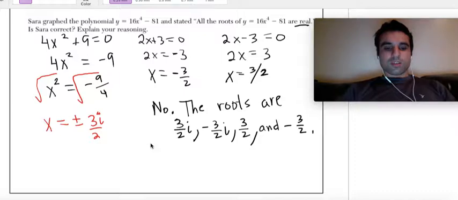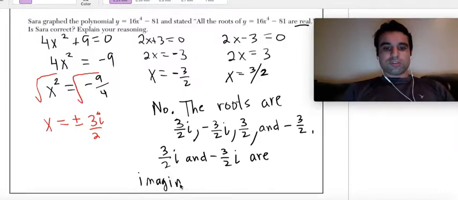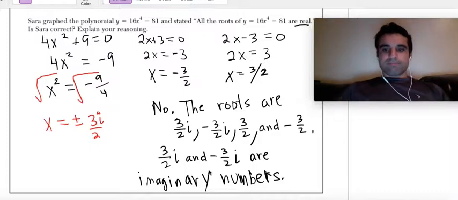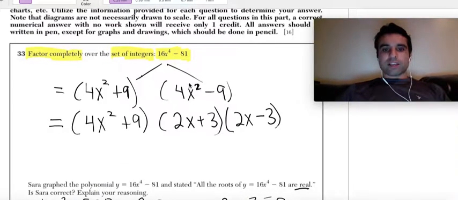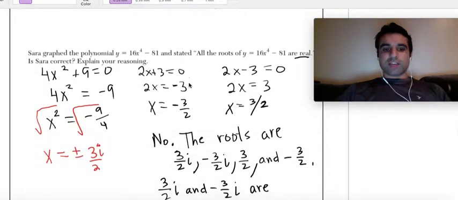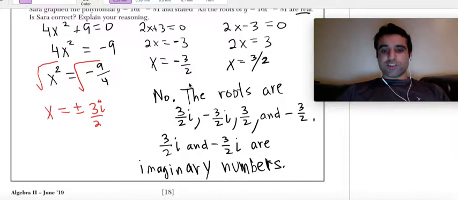3 over 2i and negative 3 over 2i are imaginary numbers. So, she's wrong. Not all the roots are real. Poor Sarah. Okay, moving along. So we got the completely factored form. Then we used the factors to find the zeros, 2 of which were imaginary, 2 of which were real.